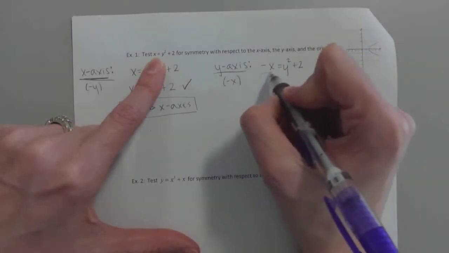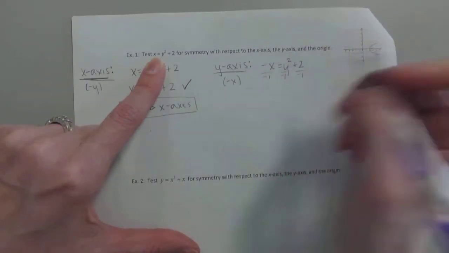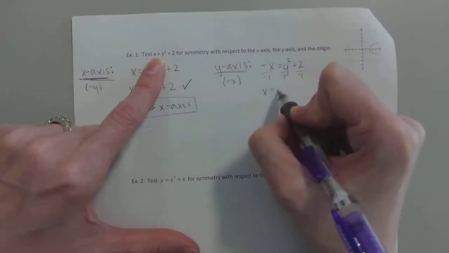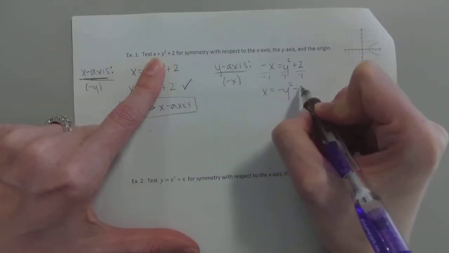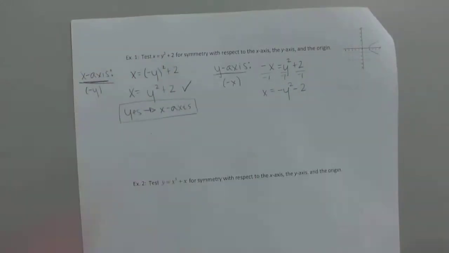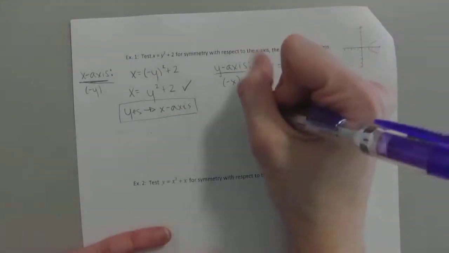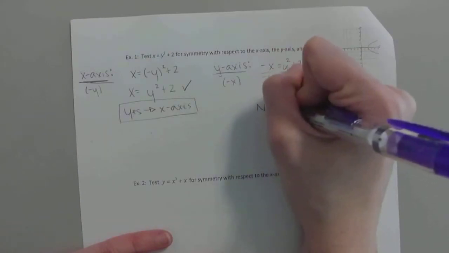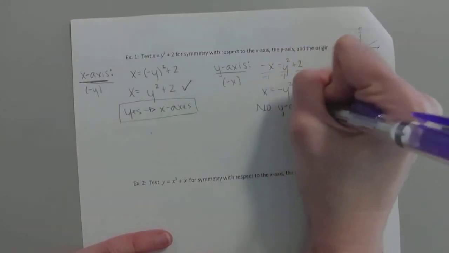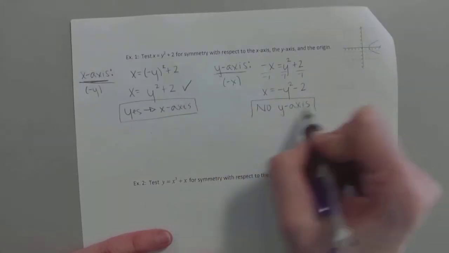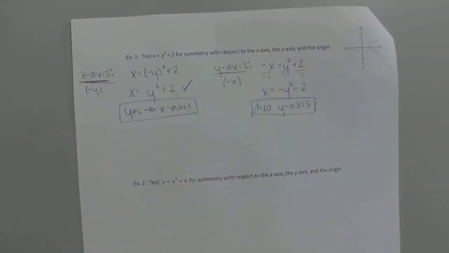If you wanted to, you could isolate that variable on the left to make it look like the original. So you want a positive x there, and in order to get a positive x, I need to divide everything by -1. So you get x equals a negative y squared minus 2. Does that look like the original? No. So it does not have y-axis symmetry. No y-axis.